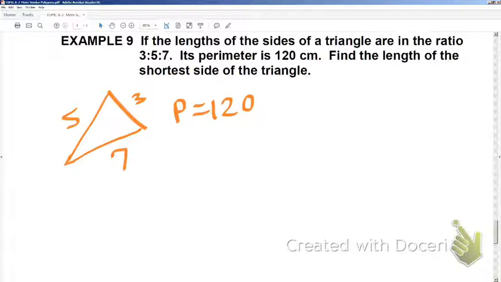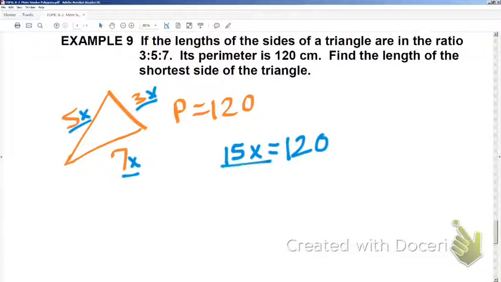The way that you need to do this is add up all of your ratios and put an x next to them. So 5x plus 3x plus 7x would be 15x. If I set all of those equal to their perimeter, which is 120, I'll be able to figure out what x is by dividing by 15. So 120 divided by 15 is 8.